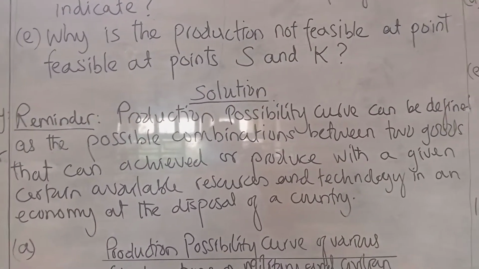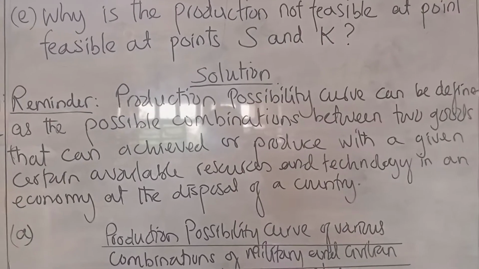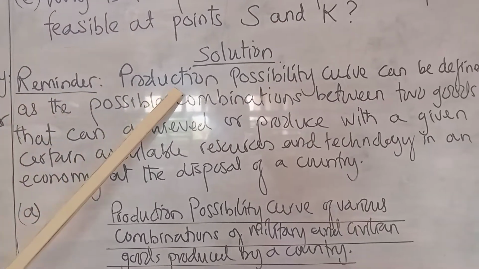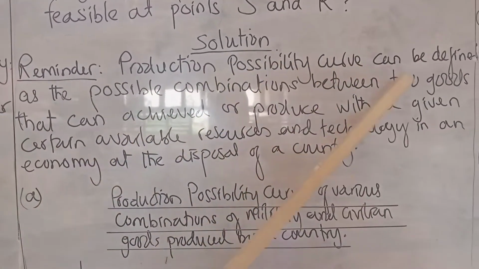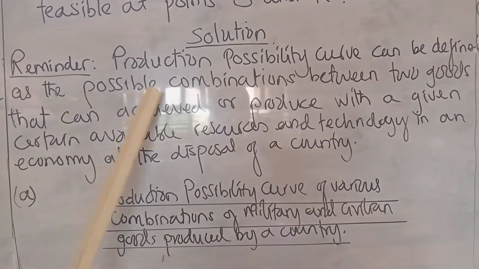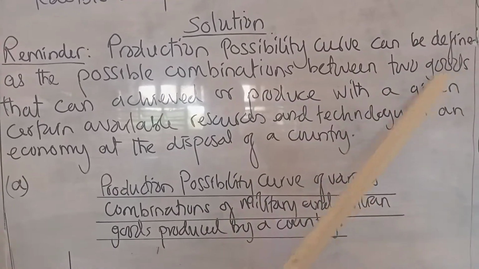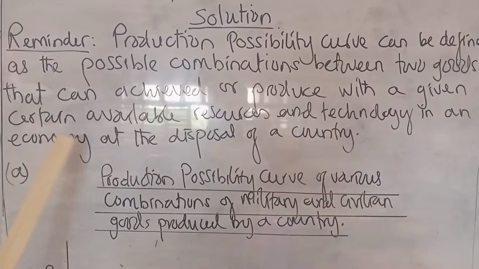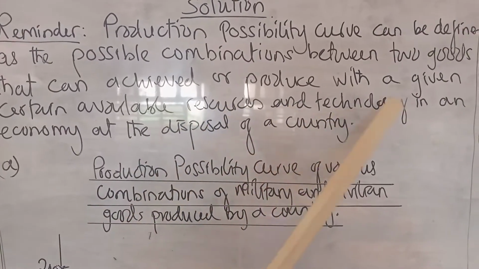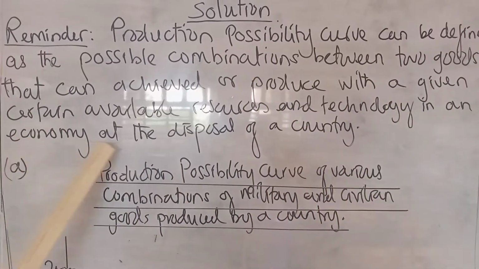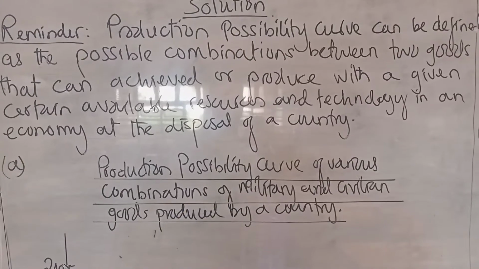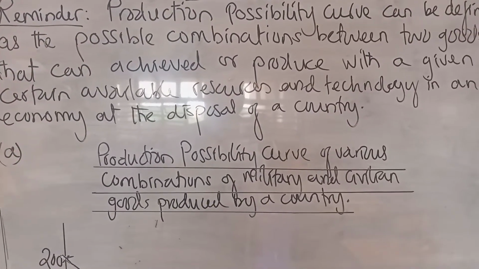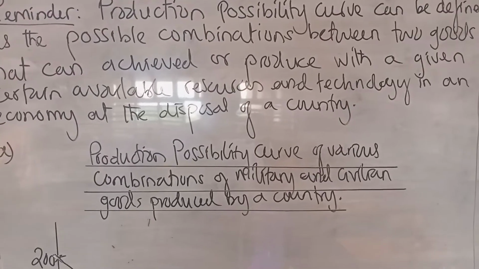So what you need to do is to know what a production possibility curve is. As a reminder, the production possibility curve can be defined as the possible combinations of two goods that can be produced with given available resources and technology in an economy at the disposal of a country. With this definition, we will be able to plot and answer the question as it requires.